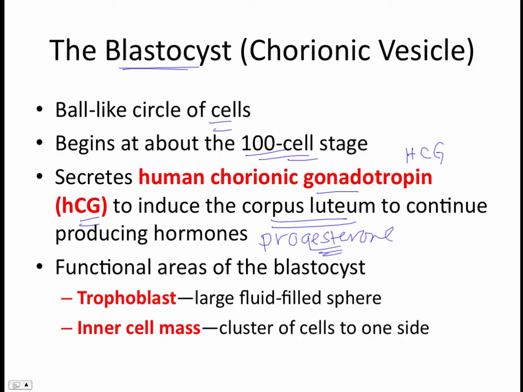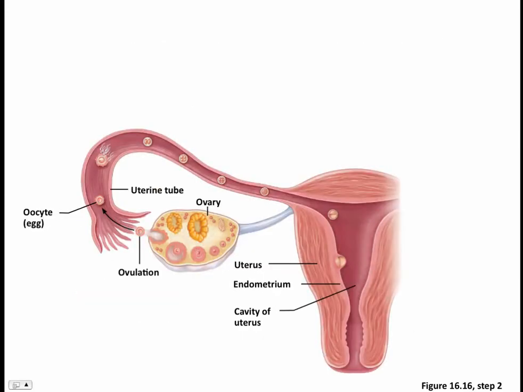We have 2 regions of this blastocyst. We have a trophoblast. Here's what this blastocyst looks like. We have an area here that is all filled with fluid. This is that trophoblast region. And we have this inner cell mass composed of cells all located to this one side.